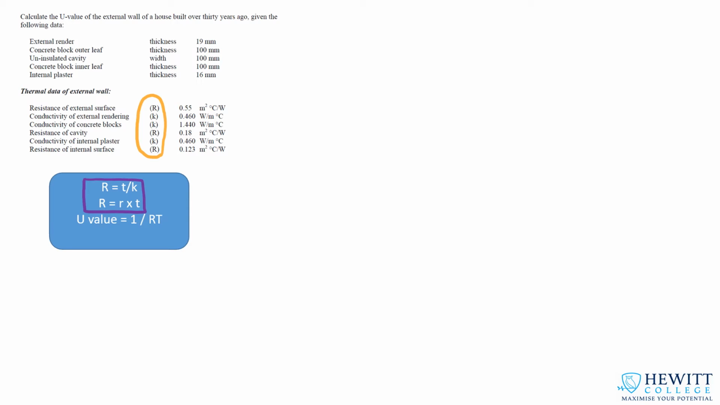If you look at the thermal data of the wall, the part circled in orange, you can see that there's no small r value. Because there's no small r value, we don't have to use this formula. So if we're looking for the resistance of the concrete blocks, we know we have to use the formula thickness divided by conductivity. The next thing then is to draw the table.